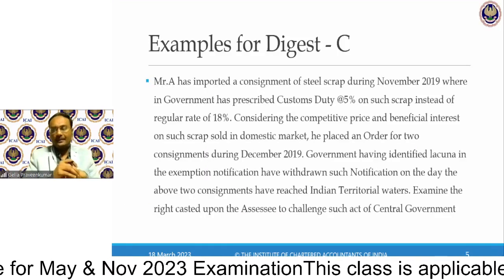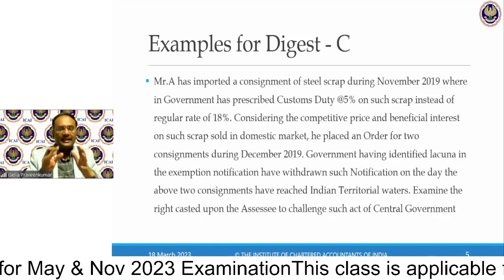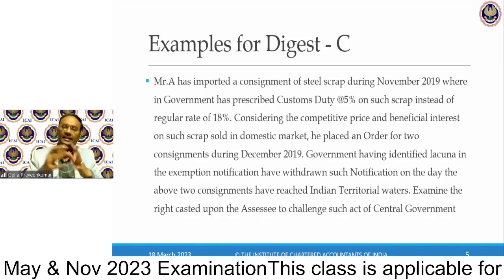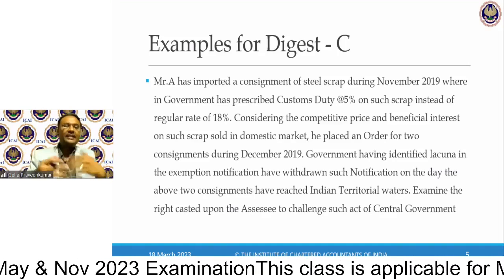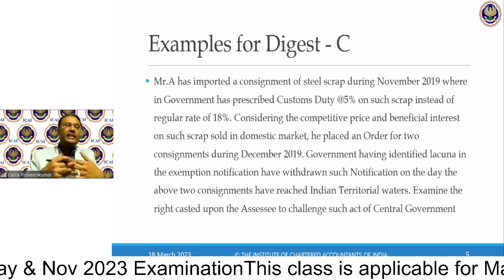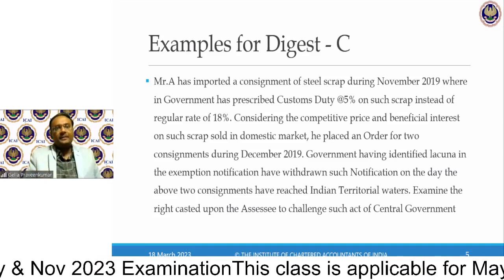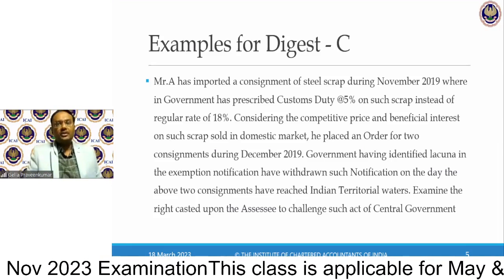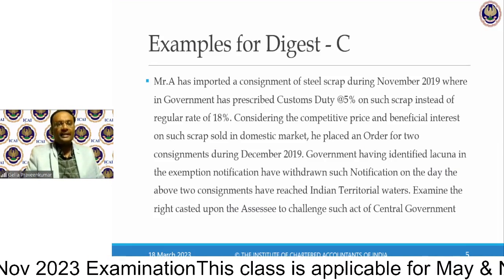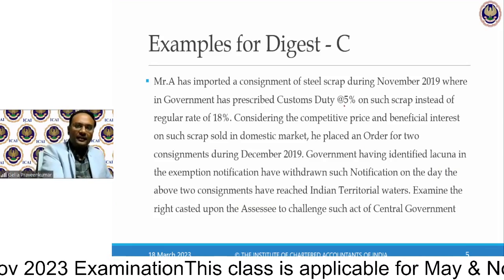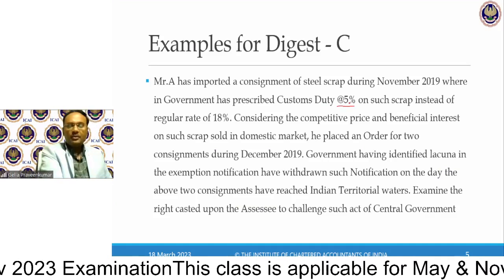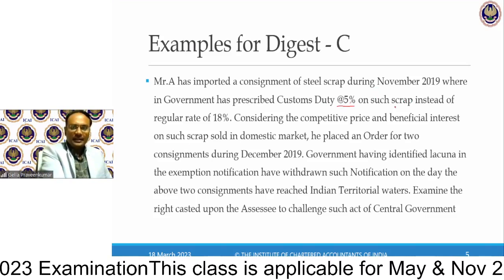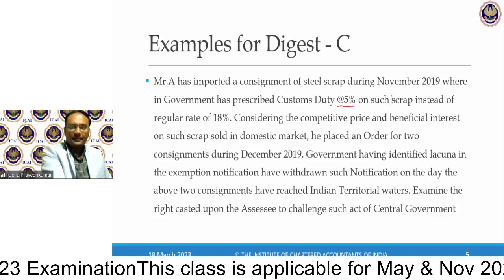Next, third example. Please keep in mind, I'm setting these examples for you to understand these concepts. Like, I'm giving practical examples to make you understand more connected with the concepts. Third example, Mr. A has imported a consignment of steel scrap during November 2019, wherein the government has prescribed customs duty at the rate of 5%. At the rate of 5% on what? On such scrap instead of the regular rate of 18%. Now, they have cleared a consignment called scrap.